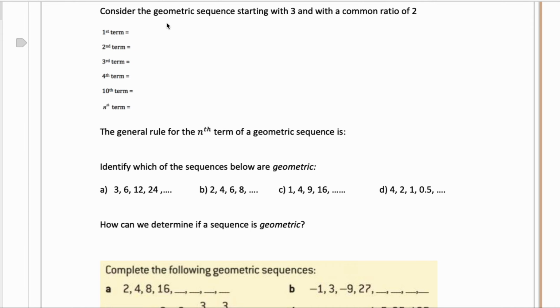Hello, this is Mr. Collier, and today we're doing geometric sequences. We've done arithmetic. Geometric is the other type that you need to know for the IB.